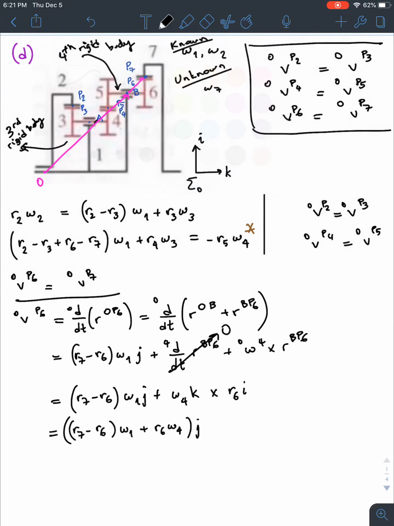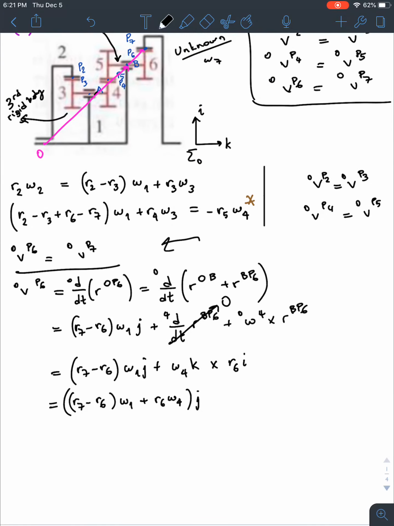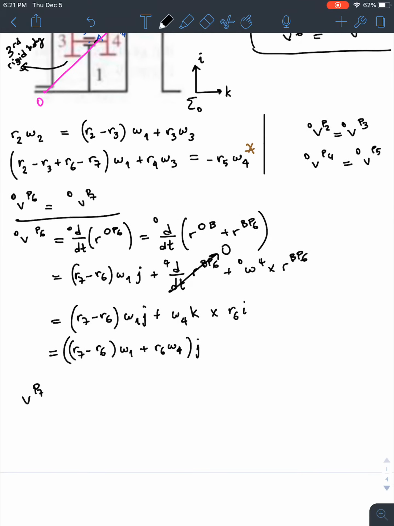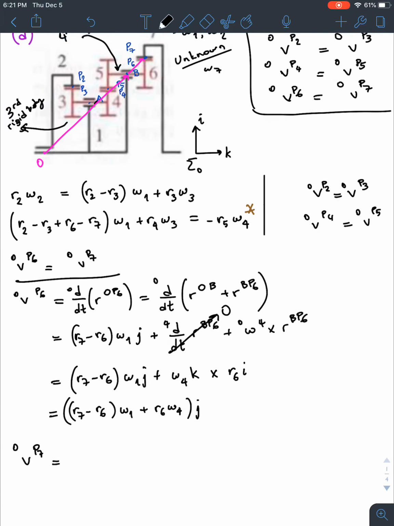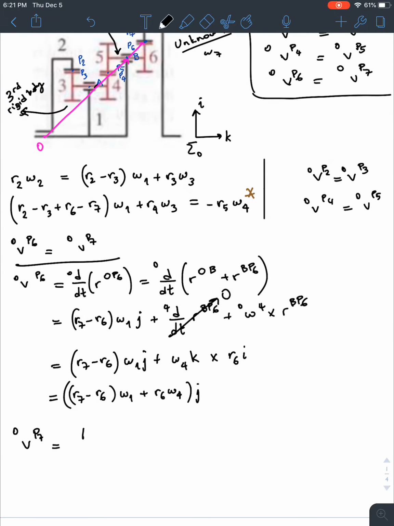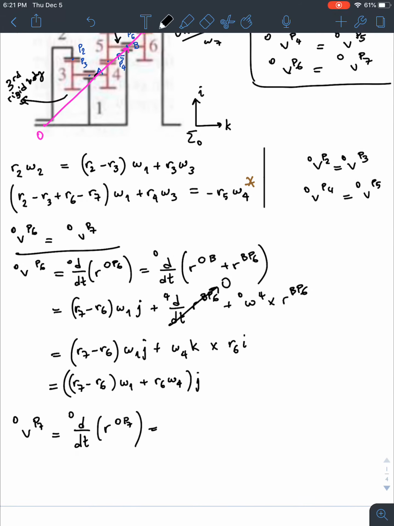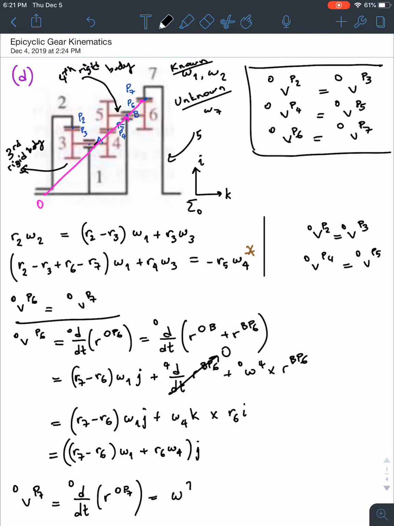Okay, just bear with me while I finish this equality first. So this one is that the velocity of p7 in 0 is going to be found by taking the derivative of a vector in 0 that goes from O to p7. Well, that one is simple because the vector that goes from O to p7 has radius r7 in the I direction, ignoring its component in the k direction. So the result is going to be the angular velocity of, let's call this the fifth rigid body.